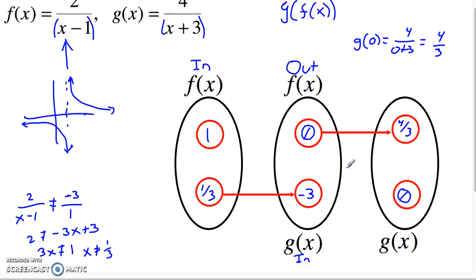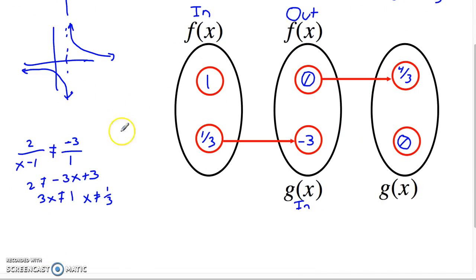So what are my actual values? I'm just going to scooch this down a little bit. So the domain for the composition is all reals, take out 1 and 1/3. Right? Those are two different values, 1 and the value 1/3. So I've got to pull both of those out.